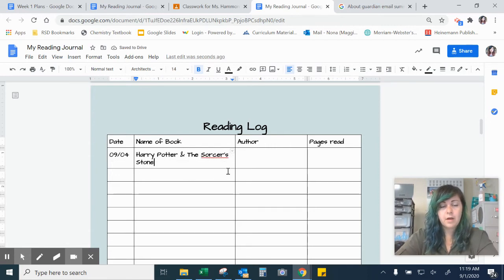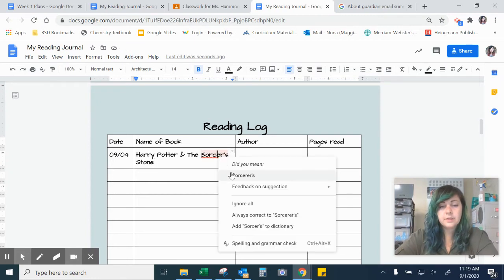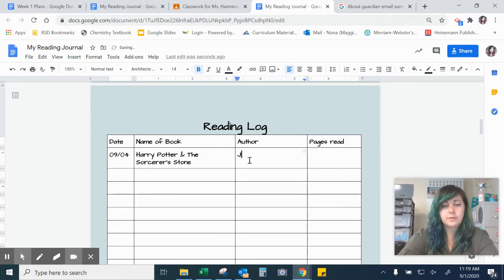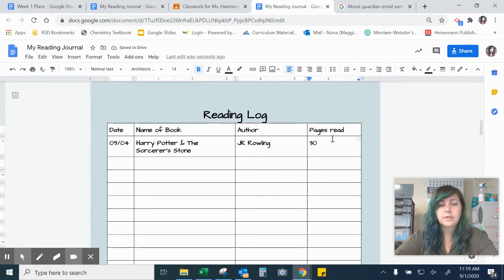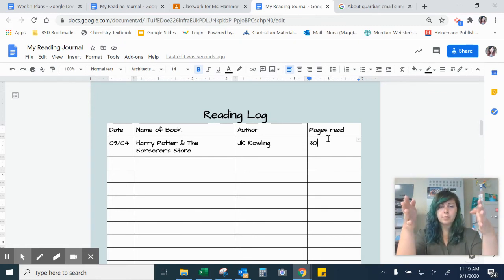this is one of my all-time favorite books, Harry Potter, so I'm going to use this as an example. The author is J.K. Rowling, and let's say that I sat down and read for 30 minutes, so I read about 30 pages. Now you're going to actually record how many pages you read, so that means you need to pay attention to your start page and your stop page and figure out how many pages were in between.